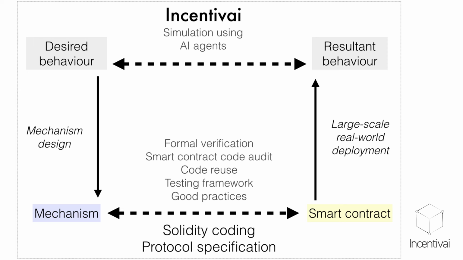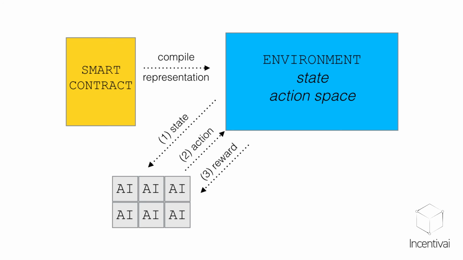And then the goal of the game is to have the resultant behavior be as close as possible to the desired one. That's where Incentivai is, because Incentivai uses simulations to go from your mechanism here. Before you even do the work of encoding the smart contract, just from the specification of your mechanism, it approximates and tries to predict what the resultant behavior would be, so that ahead of time you can optimize your mechanism and only then encode it in your smart contracts and deploy. So let's go into how it actually works.